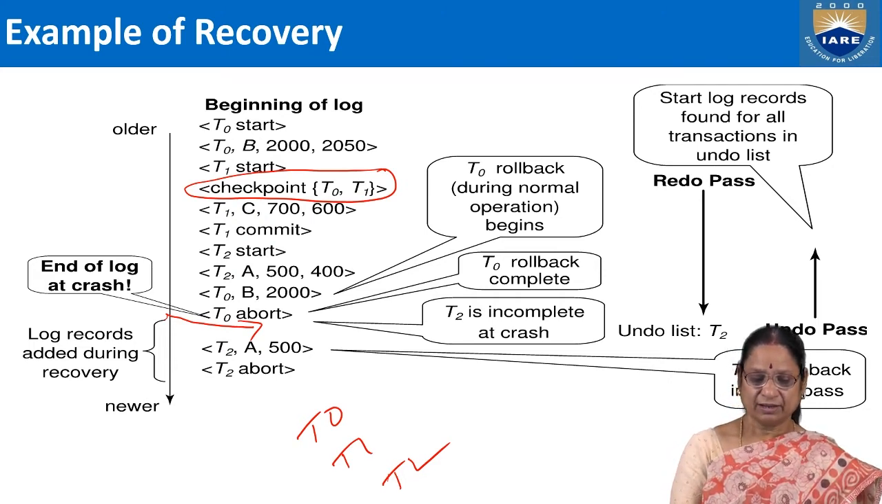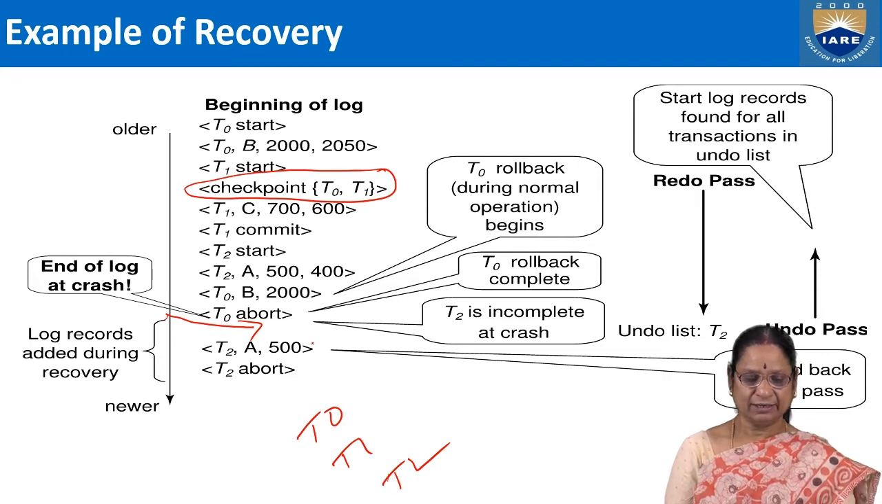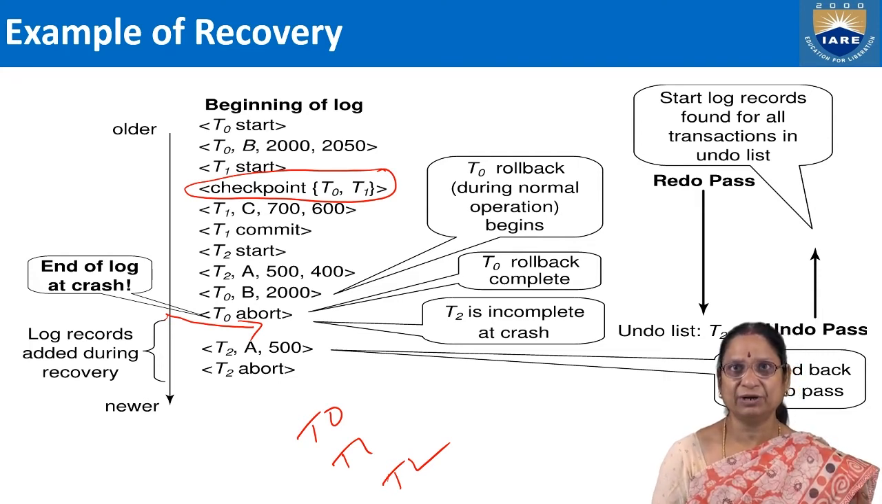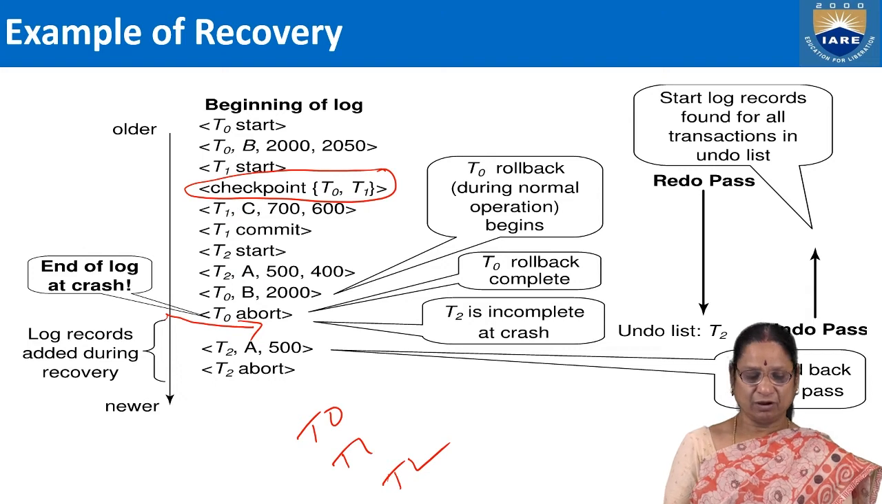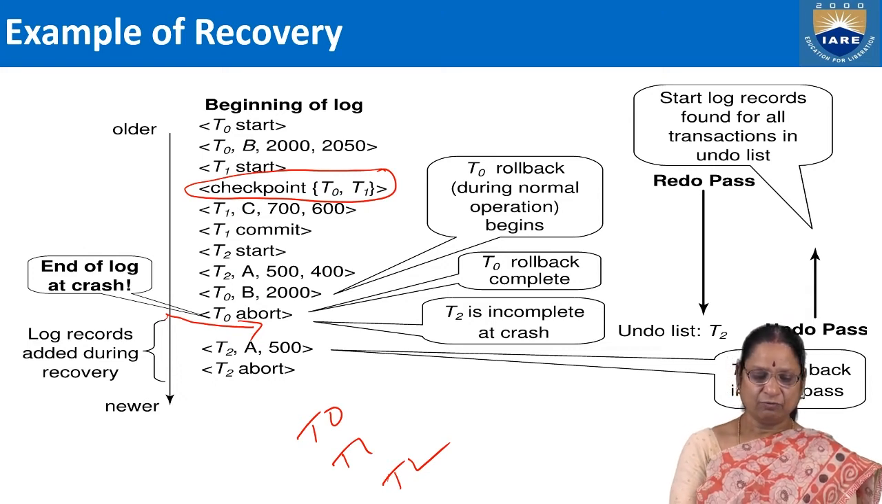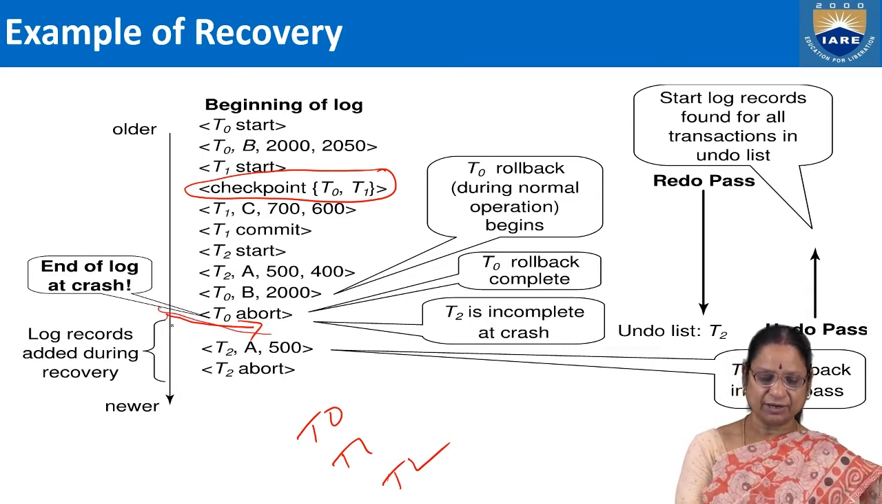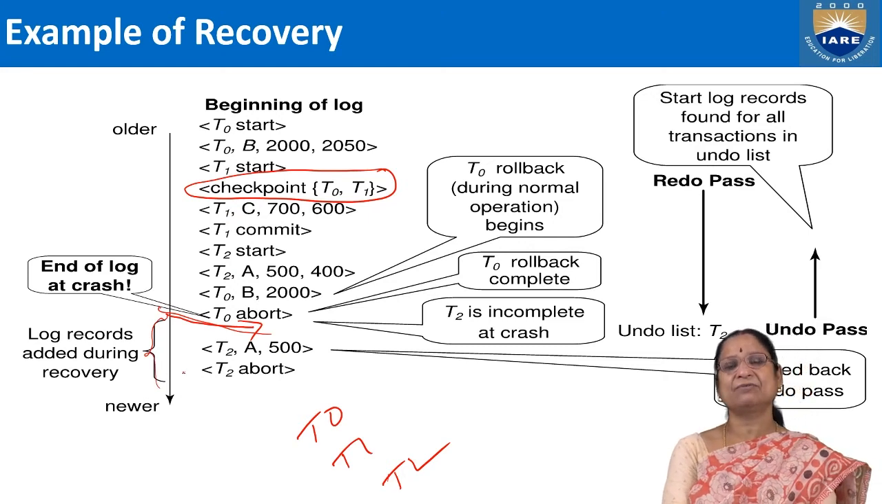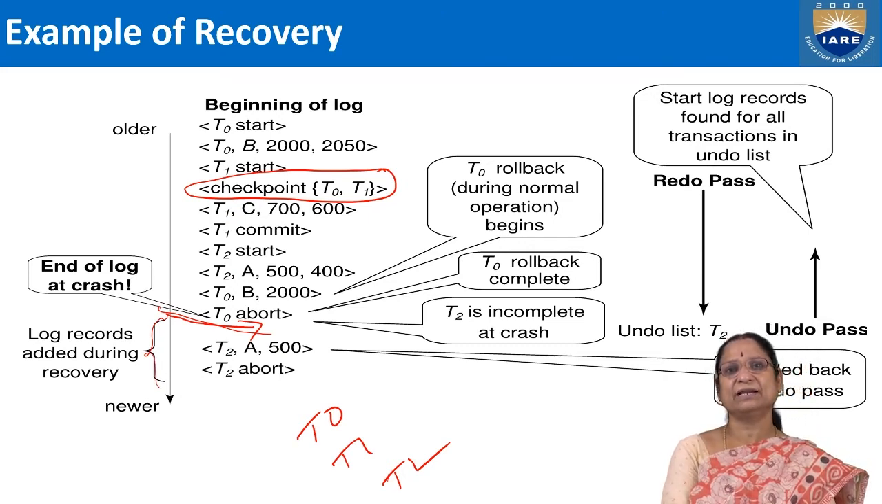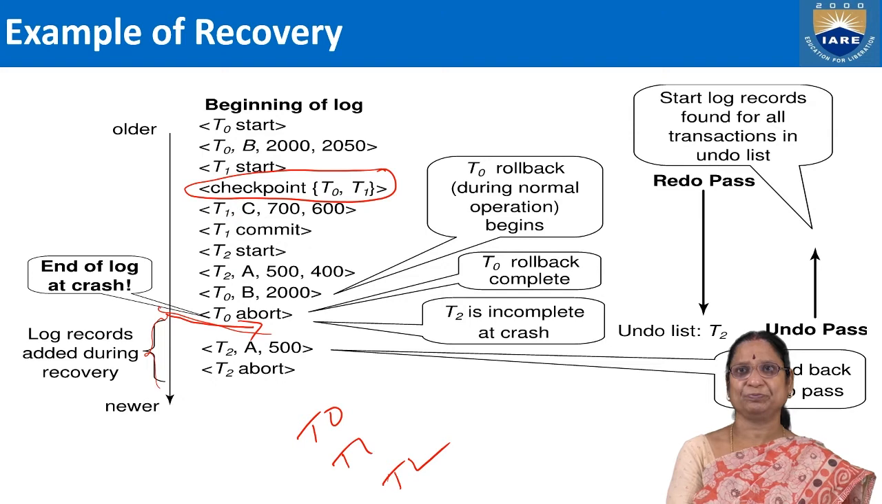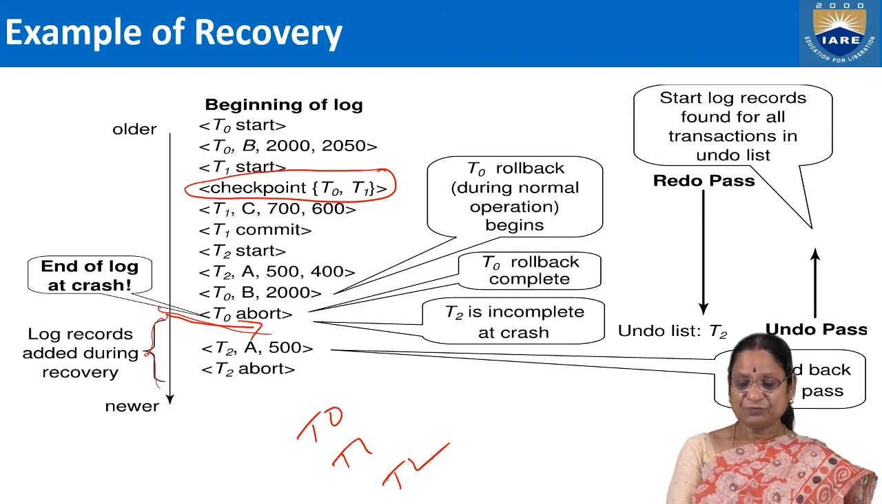So when we are getting here, these are the older things and these are the newer things. Before the checkpoint are older, and after the checkpoint we get whatever we write after the abort. So this is the recovery. During the recovery process, whatever we are writing are the newer things actually. The redo phase is going to be done, then the undo phase.